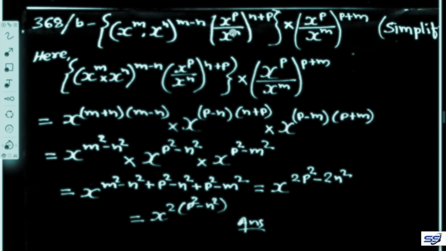Here given us a simple problem. Now this is to be simplified. Now here comes here, let's see here. Now x to the power m into x to the power n whole power m minus n, and in bracket here x to the power p upon x to the power n whole to the power n plus p into x to the power p upon x to the power m whole bracket whole to the power p plus n.